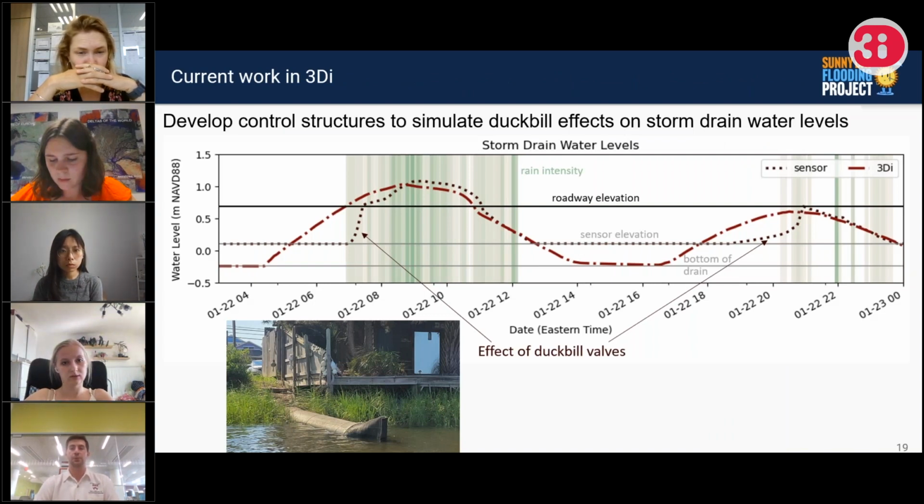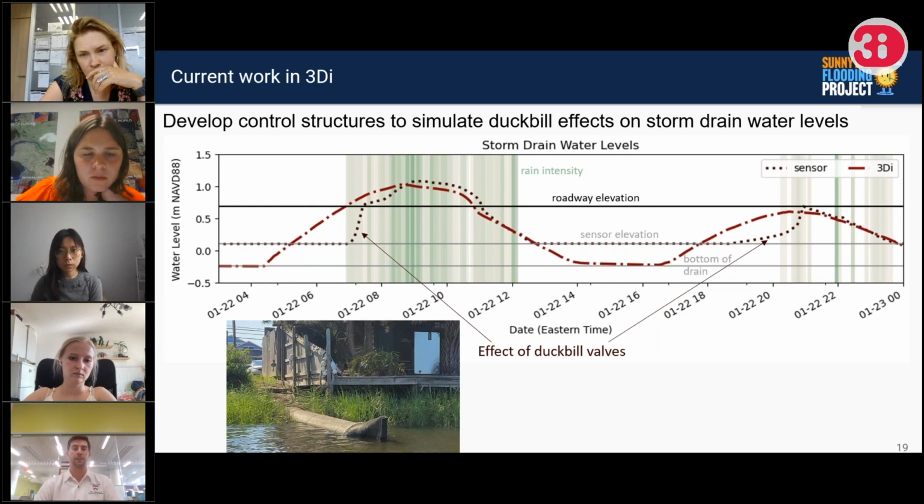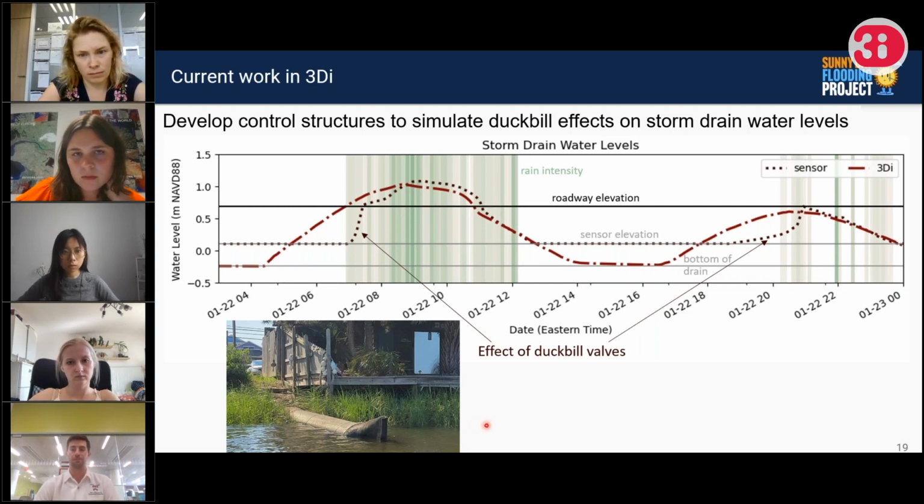Now let's examine the time series from the January 22nd flood one more time. While the maximum flood depth and the falling leg of the flooding simulation results match water levels measured by our flooding sensor, there's a discrepancy here in the rising leg of flooding water levels. Measured water levels in the storm drain increase later than simulation results might indicate, because duckbills initially keep water from backflowing into the stormwater system. I'm currently developing control structures in 3DI to replicate the way duckbills moderate water levels in the stormwater network.